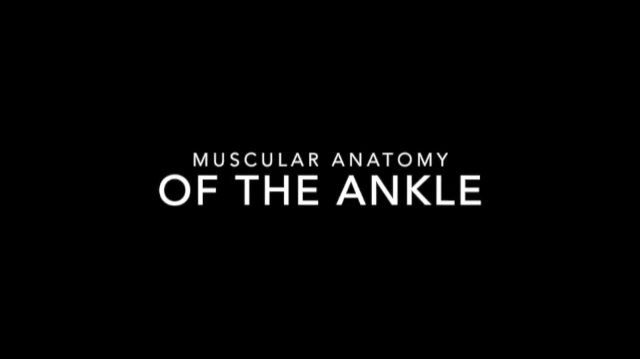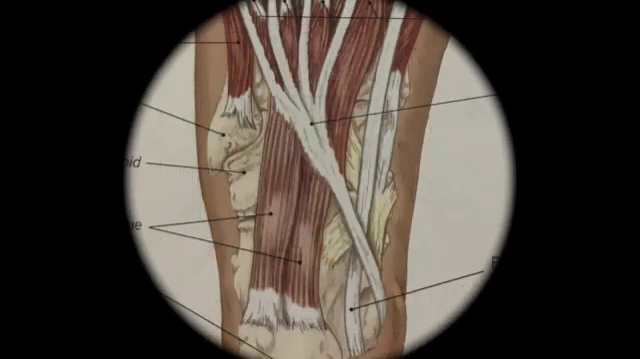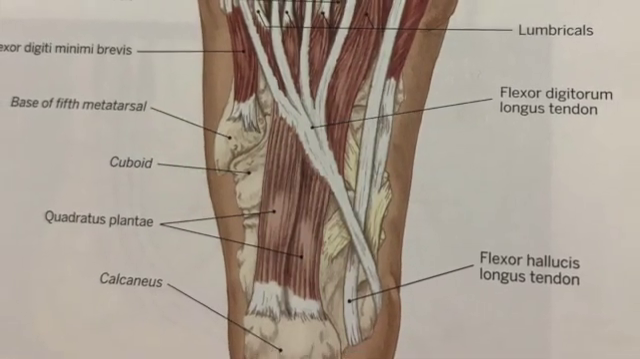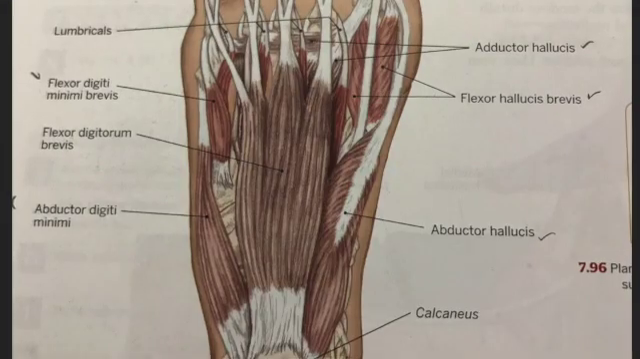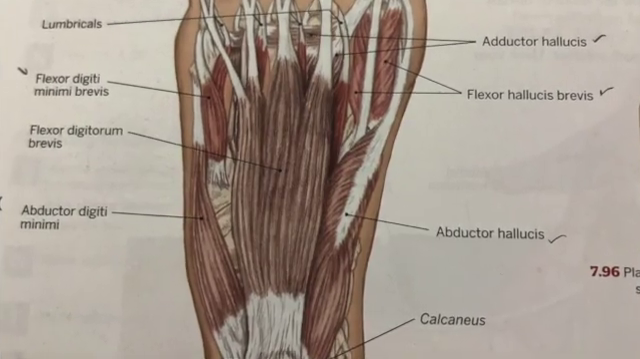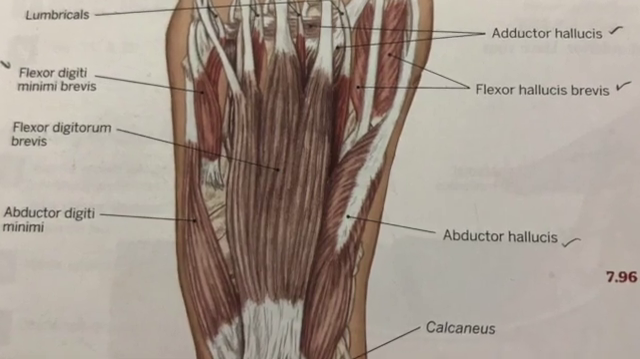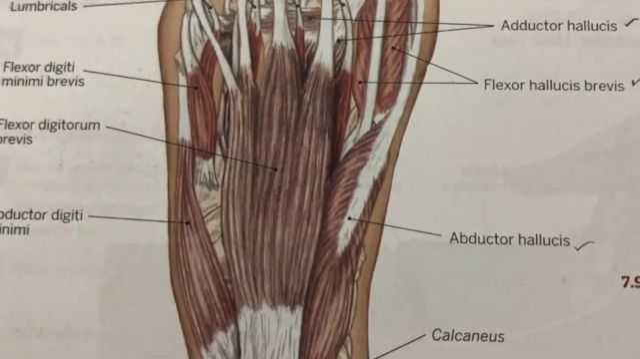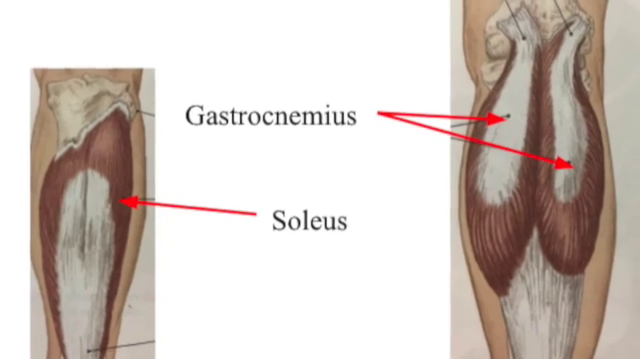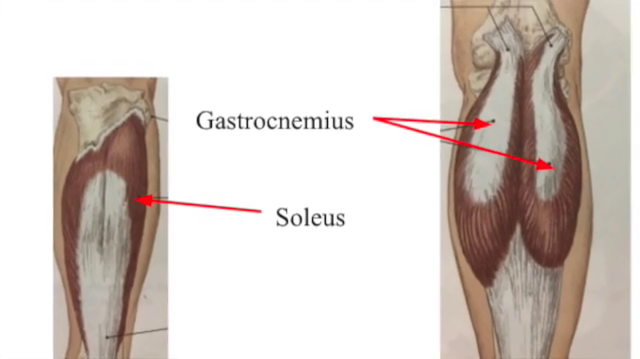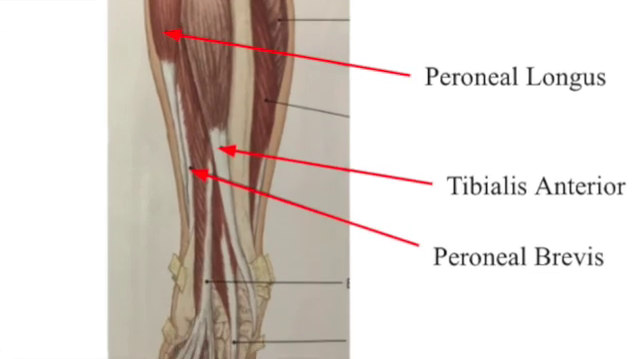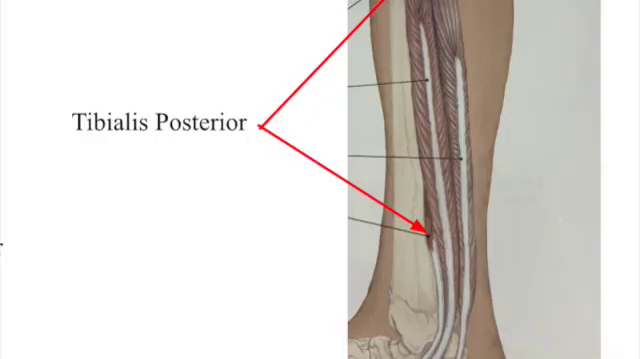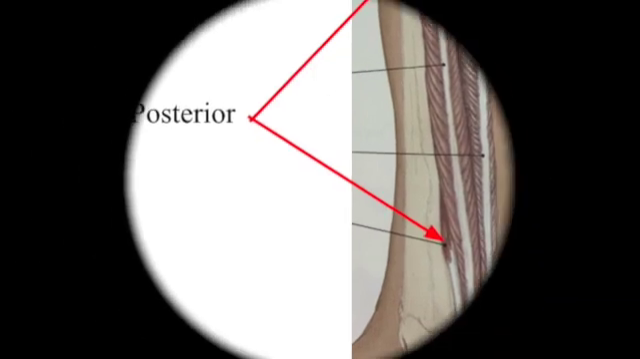Now on to the muscular anatomy of the ankle and lower leg. Closest to the toes, we have the adductor hallucis and the flexor hallucis brevis. Then moving down the foot to the heel, we have the abductor digiti minimi, flexor digiti minimi brevis, and the quadratus plantae. Now moving up towards the knee, we have the gastrocnemius and soleus, the peroneal longus and brevis, and lastly the tibialis anterior and posterior muscles.